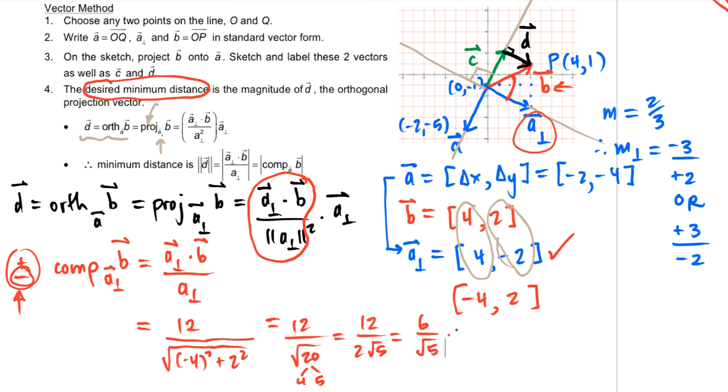And so we end up getting that the minimum distance of that black vector, or the length of that black vector, is 6 over square root of 5 units. And there you have it, some applications of projections and orthogonal complements of the dot product. That's all for now.